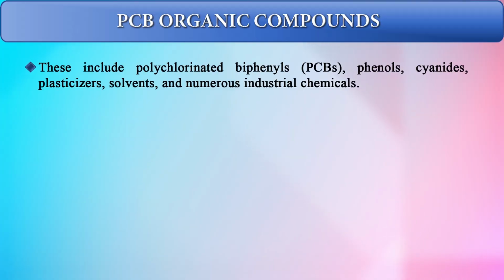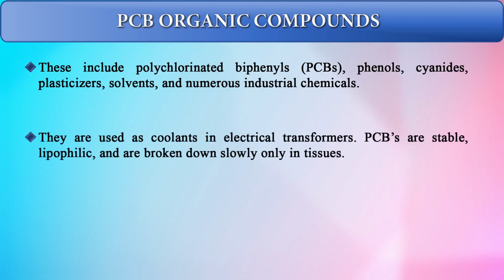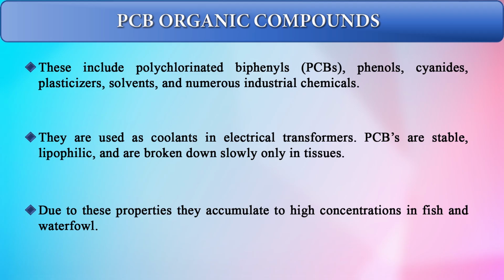Now the PCBs, they include the polychlorinated biphenyls and the phenols, the cyanides, plasticizers, solvents, and numerous industrial chemicals. They are used as coolants in the electrical transformers. They are stable, lipophilic, that is fat loving. They are broken down slowly, only in the tissues. Due to these properties, they accumulate to high concentrations in the fishes and also in birds like the waterfowl.